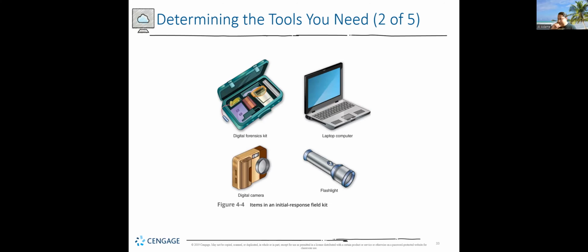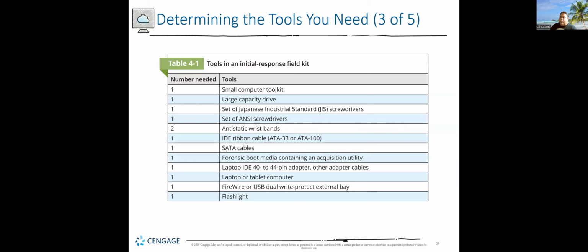Digital forensics kit. It's really basic and small. A laptop computer can be somewhat of a mobile station to look things up. A digital camera to take pictures, and a flashlight in case you need light. Here's a table of stuff. So this is slide 3.